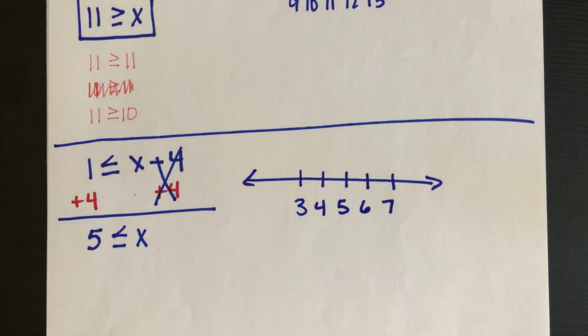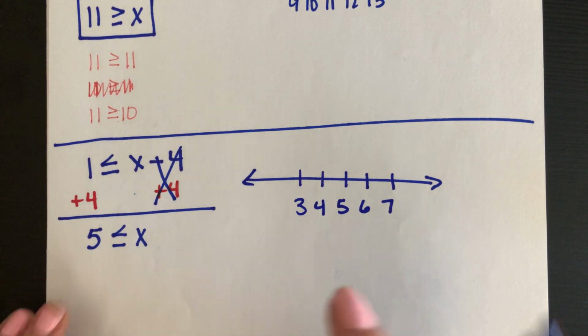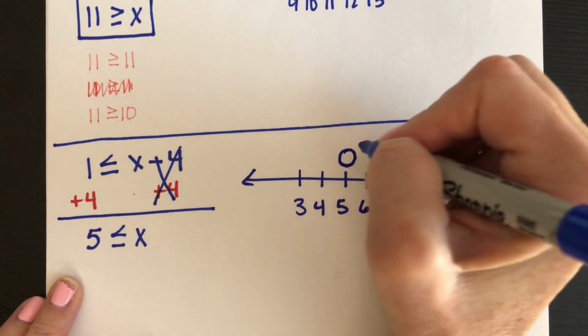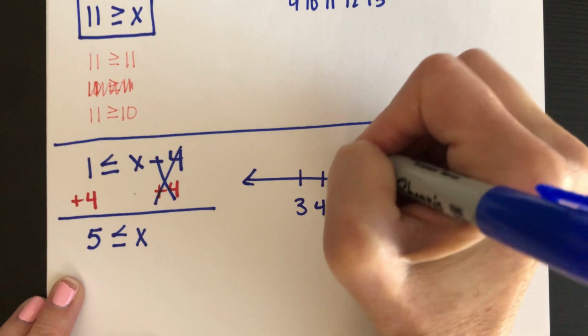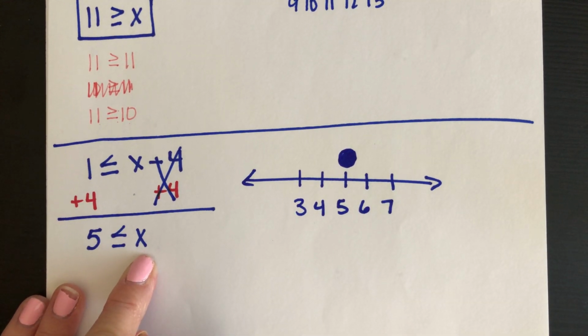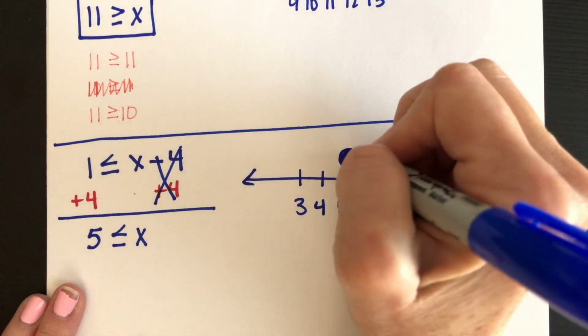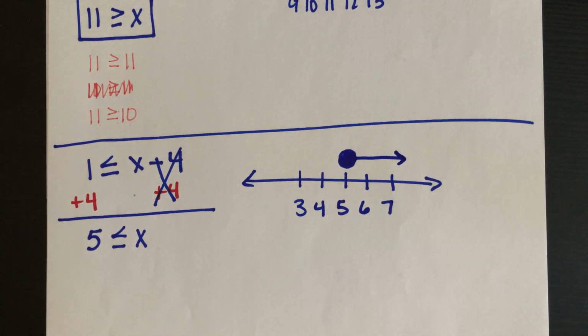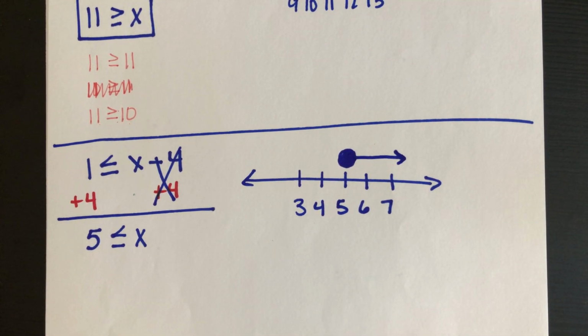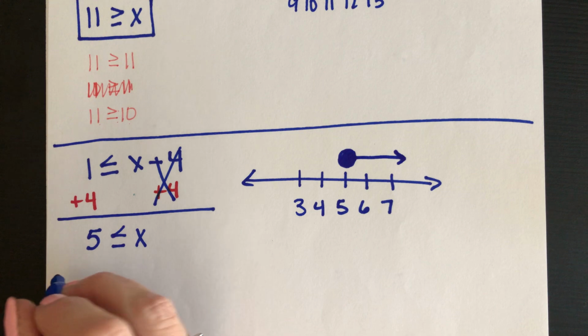Okay, so I'm doing my graph now, and I have 5 as my number, so I'm going to put a circle on 5. I'm going to shade it in, and I'm reading it as x is greater than. So greater than, remember we're getting bigger, goes to the right. Those are some examples with adding and subtracting.